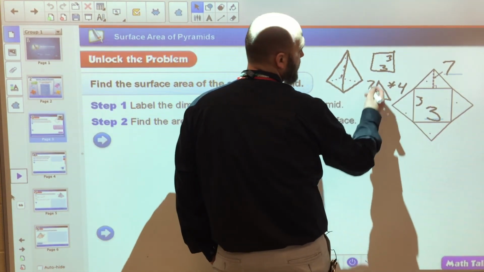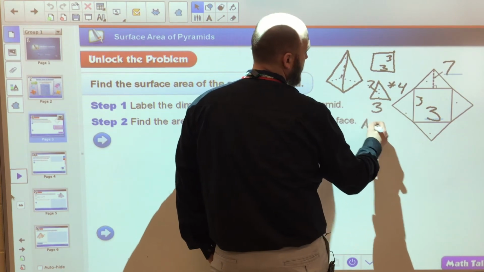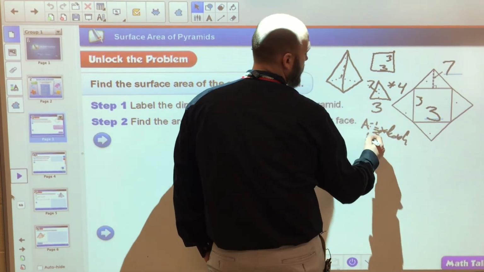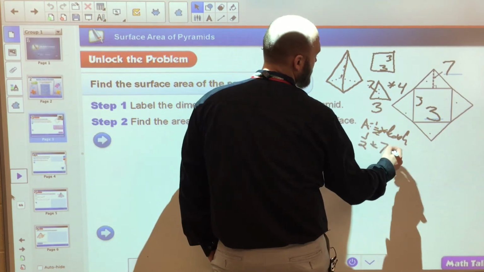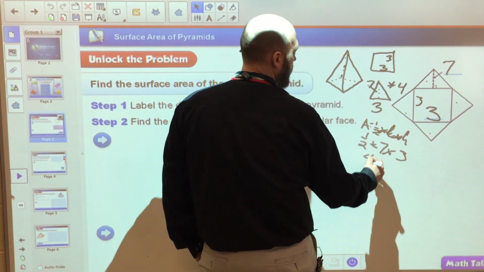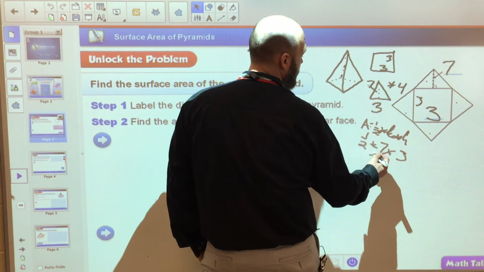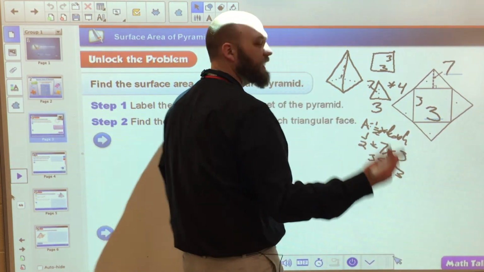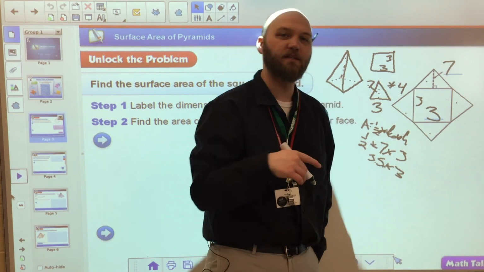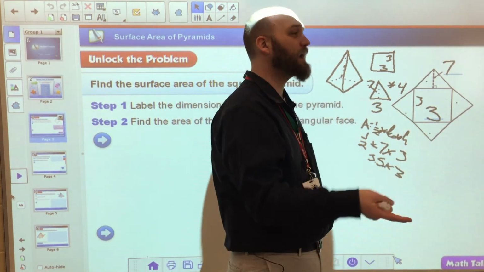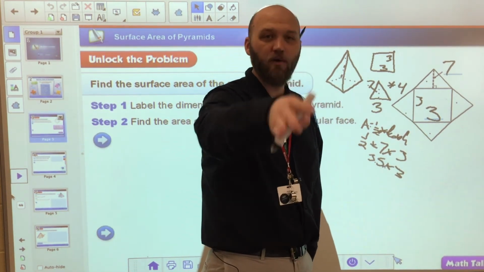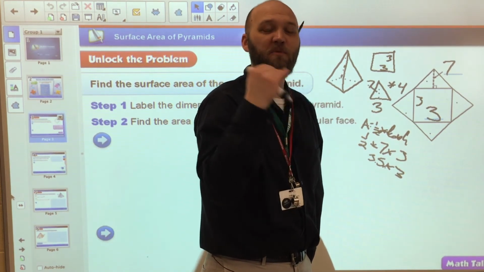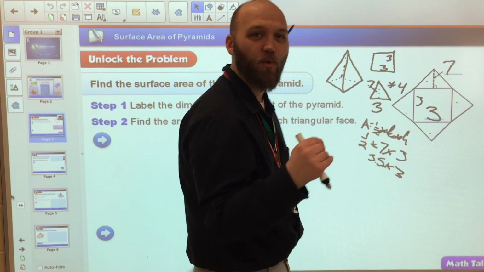And I end up with 7 times 3, so area equals 1/2 times base times height, 1/2 times 7 times 3, or 3.5 times 3. Mr. W, can I use a calculator for this? Of course you can. You can use a calculator. I recommend. No, I don't recommend. I require you to write this down. I want to see the formula. I want to see the steps. I want to see your work on a piece of paper.